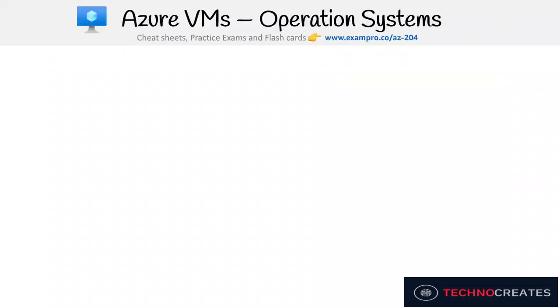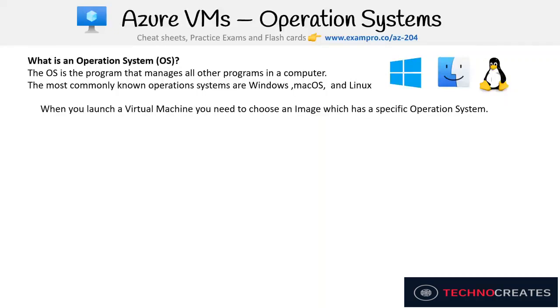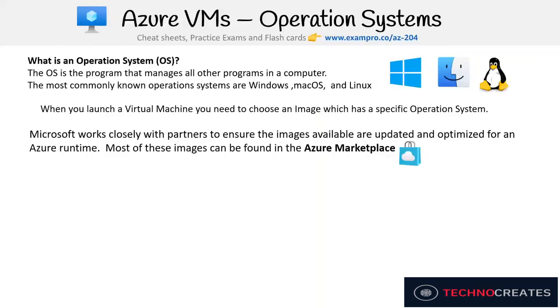So now let's take a quick look at the options for operating systems on Azure VM, and let's define what an OS is. The OS is the program that manages all other programs in a computer, and the most commonly known operating systems are Windows, Mac OS, and Linux. When you want to launch a virtual machine, the way you determine what operating system you use is based on the image that you choose, okay? And Azure has a marketplace, so they have so many different kinds of operating systems. You're going to have every possible option you want. And Microsoft has also partnered with specific companies to make sure that they're providing you images that are updated and optimized for the Azure runtime.